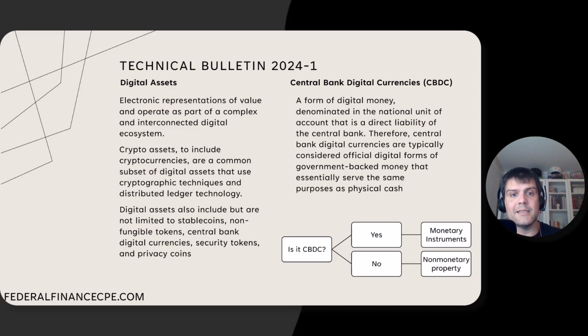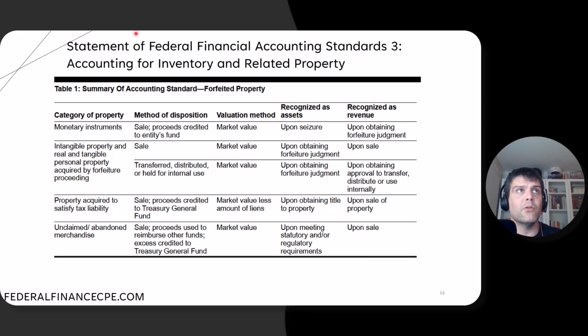To help think of what does that mean, here's that chart from before. Remember, if it's central bank backed, a monetary instrument. So then you have your market value. You record your revenue once it's actually forfeited. But if it's anything else, then it's going to be this intangible non-monetary property, and you're going to record the value at forfeiture and then recognize it as revenue at sale or transfer. And in our case, because the Bitcoin and the other digital assets are not going to be sold, they're going to be transferred to the stockpile. That's probably when you would record any revenue if it was associated with a value change.